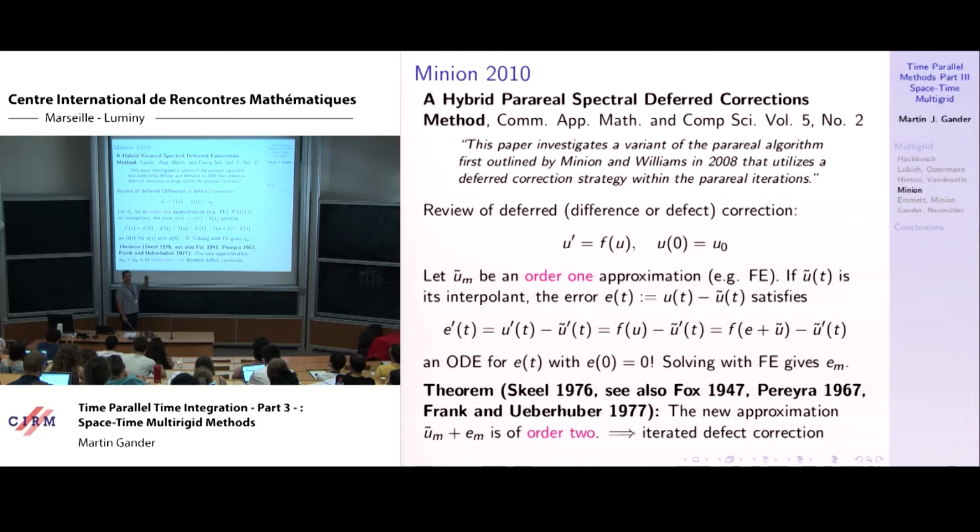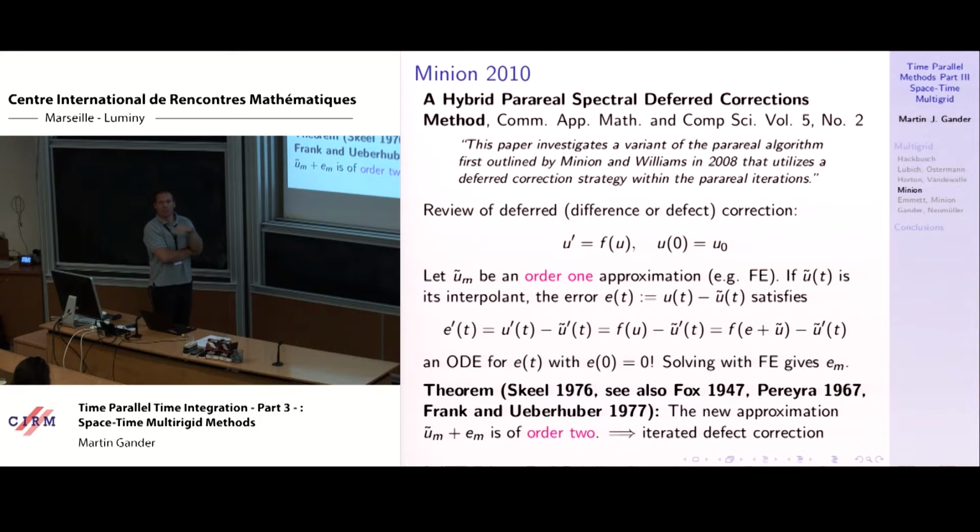Now you remember the parareal algorithm. Also every iteration gives you one order more. That's sort of very similar behavior. That's called difference or defect or deferred correction. You only pay Euler steps, but you do it several times, and you get order 2, order 3, order 4, order 5.